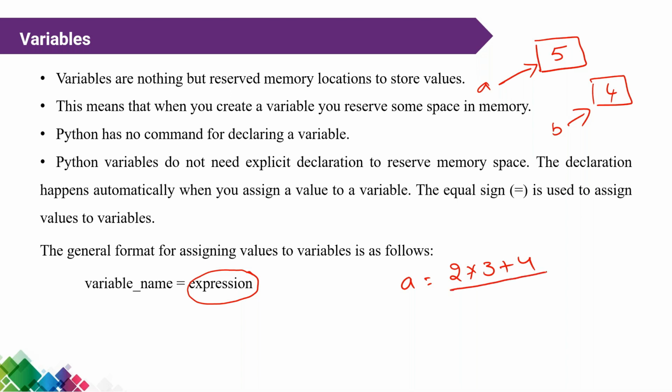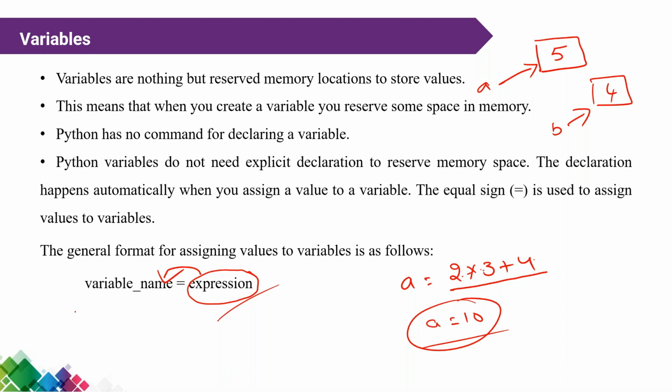Here the entire expression is evaluated. 2 into 3, 6, 6 plus 4, 10. Finally, A value is equal to 10. You got it? Whatever the expression you are given, the entire thing is calculated. The final single value is assigned to the variable.